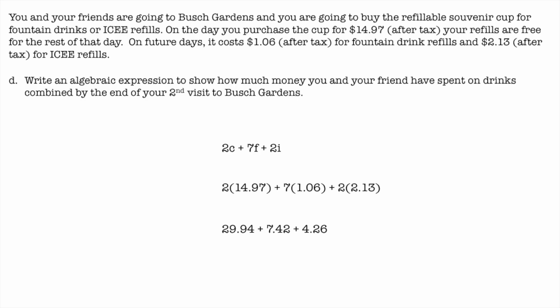7 times 1.06, which equals 7.42, and 2 times 2.13, which equals 4.26. And after you add everything together, you get $41.62. Again, don't forget your dollar sign.